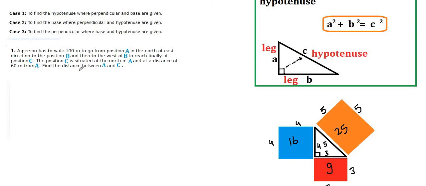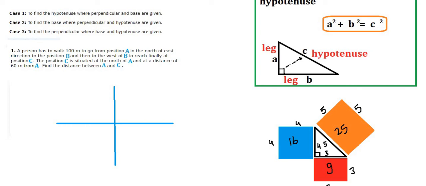A person has to walk 100 meters to go from position A in the north of east direction to position B and then to the west of B to reach finally at position C. The position C is situated at the north of A and at a distance of 60 meters from A. Find the distance between A and C. So if your question is related with directions, it is good to use the XY plane. So let's draw the XY plane and then start constructing our problem.